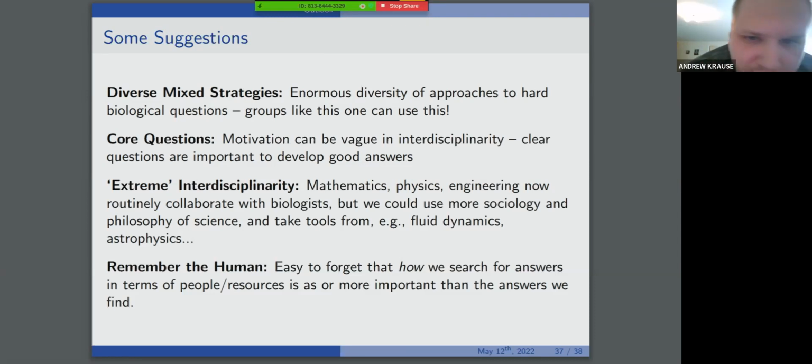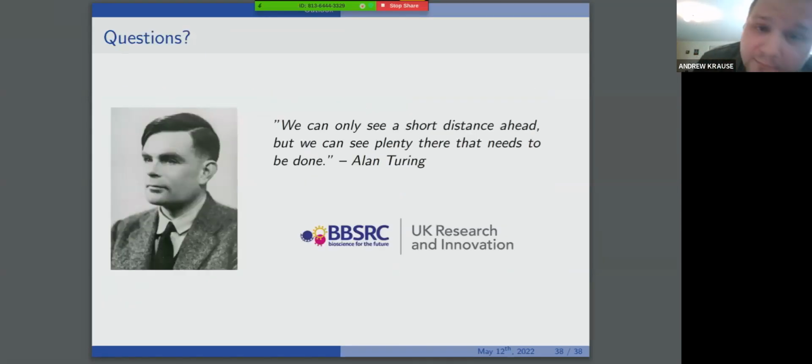So I am where I am. I've been able to do the work that I've done because I've been incredibly privileged in how people have treated me. And I think it's always a good reminder that as we're doing our science, it's important to not forget the people involved. With that, I'm happy to take any questions or really just have a discussion.